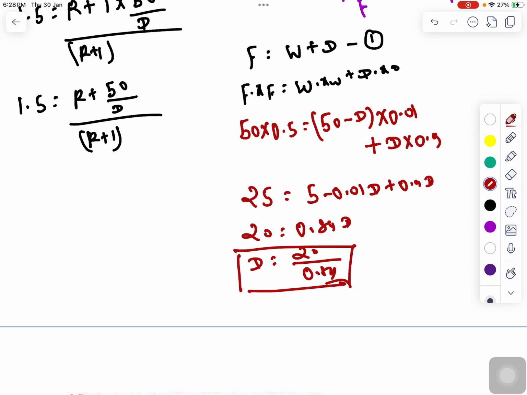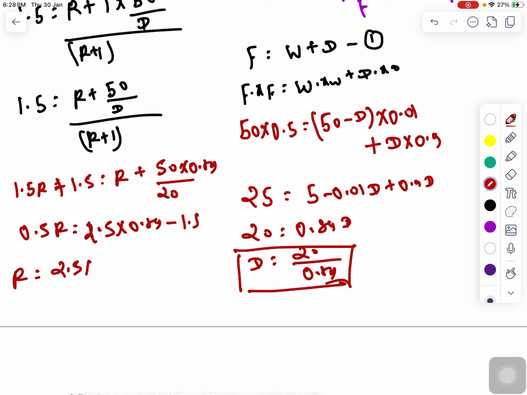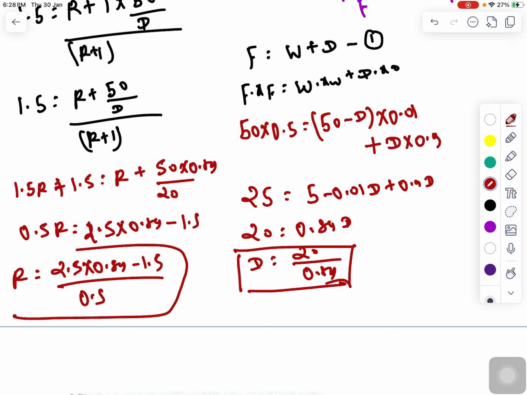Once you have calculated the value of D, you can substitute this value here and you can calculate the value of R. So you can write 1.5 times R plus 1 is equals to R plus 50 divided by 20 multiplied with 0.89. Is that clear? So you can say that 0.5 R, that is equals to obviously 2.5 multiplied with 0.89 minus 1.5. The value of R can be written as 2.5 multiplied with 0.89 minus 1.5 divided by 0.5. So once you calculate these things, you will be able to get your answer here. Is that clear?